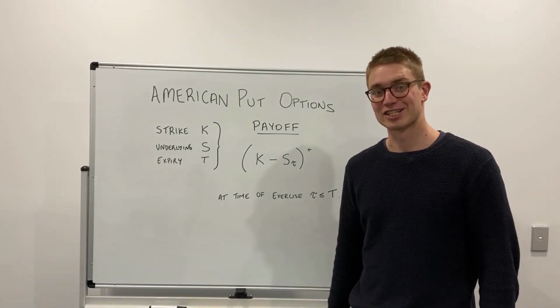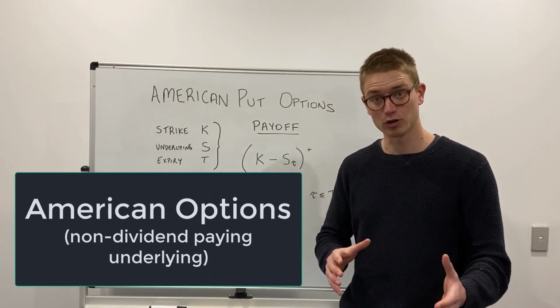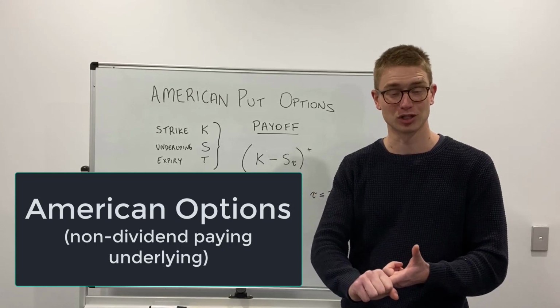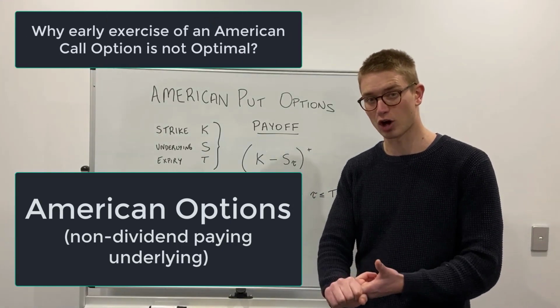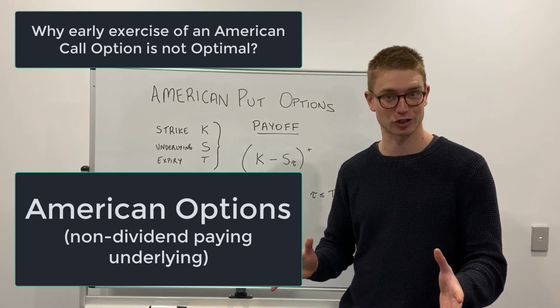My name's Jonathan. Today we're going to be talking about American put options. We're going to be talking about American options in general. We're going to explain why it's never optimal to exercise an American call option on an underlying that doesn't have a dividend, and there are no negative interest rates in the market.